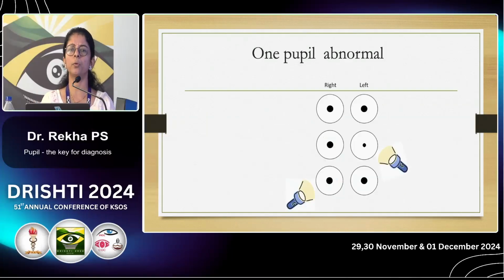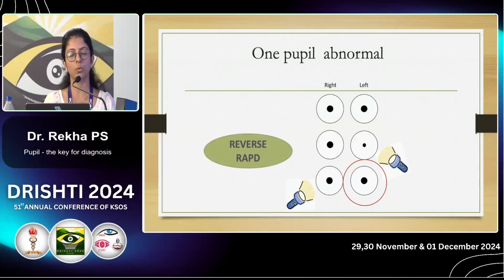Suppose one pupil is abnormal due to some structural problem, due to some trauma. So what will you do? You have to concentrate on the normal pupil. You have to see that and then do a swinging flashlight test. Here we are comparing the direct light reaction of the normal eye with the indirect light reaction of the eye with the structural deformity. That is known as a reverse RAPD.